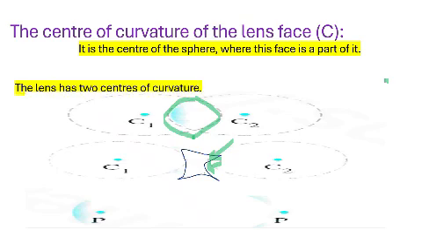And as a conclusion, what we conclude from here is that a lens has two centers of curvature, and this is a very important question. Why? Because it is surrounded by two spherical faces.